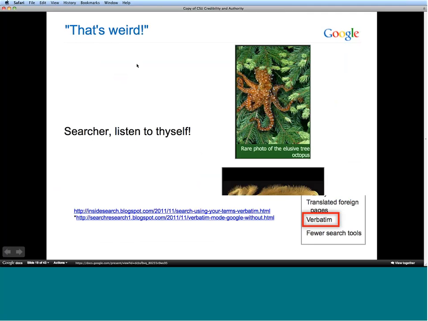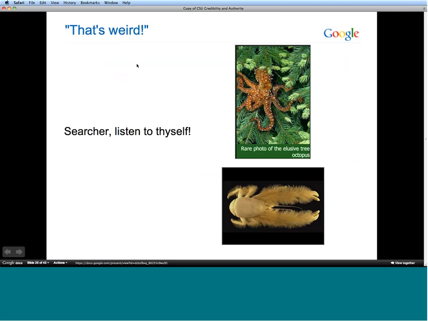Okay, so that's verbatim search. Here's something that has nothing directly to do with search, but which I noted with my students that I wanted to talk to you about.